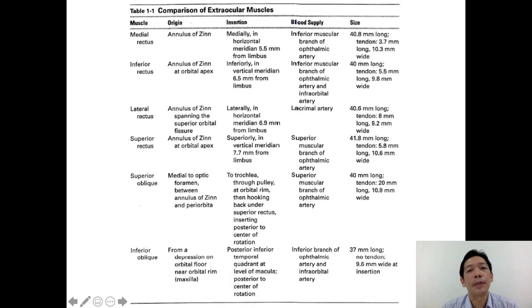This is the table that I mentioned to you just now for the description of the anatomy of the extraocular muscle. This table itself already consists of all the important points that you need to put in for your anatomy answer. How to memorize it better? I have no idea. You just need to memorize it.